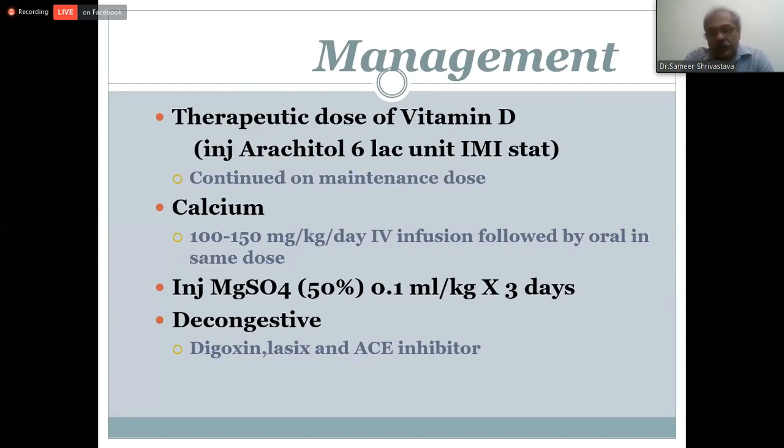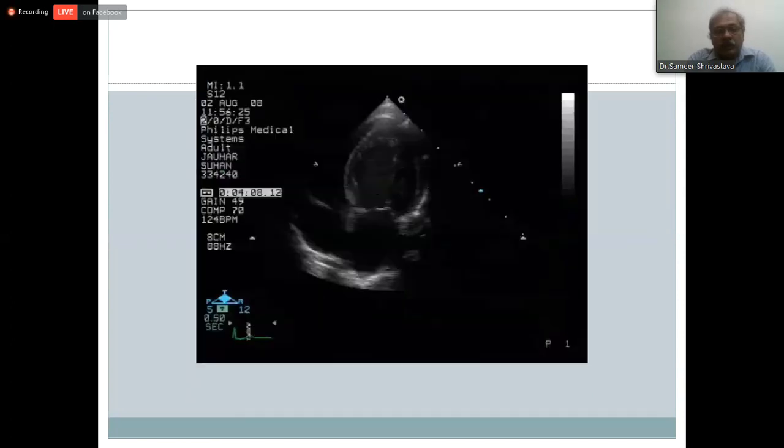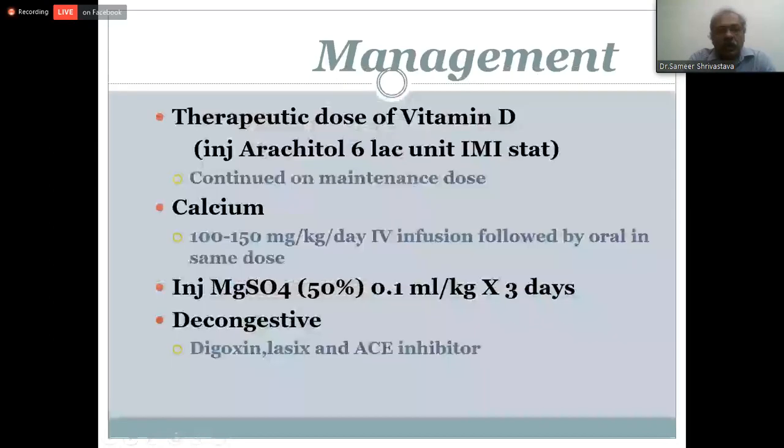And to manage this baby, we gave him injectable vitamin D, calcium, and magnesium sulfate, along with decongestive therapy with digoxin, Lasix, and ACE inhibitors. So there is a fight. If the blood pressure is fairly good, you must give alpha and beta blockers also. But in case the blood pressure is low, then you have to play with inotropes. Now, soon after that, when was this? This was June and August.